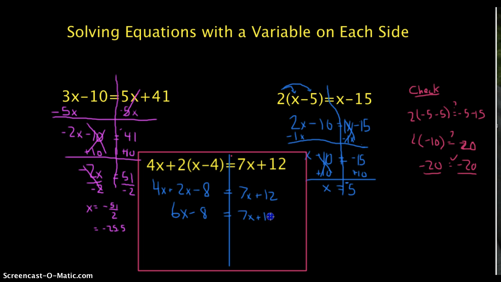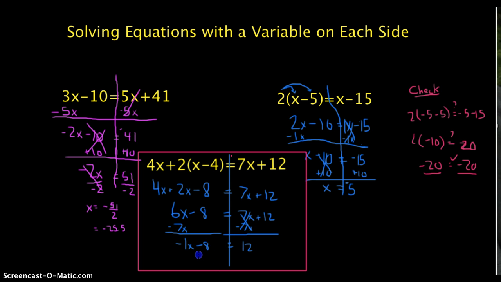Now here's where I need to then bring everything, because I need to bring everything to the left side. Because I have an x on this side and an x on that side. Minus 7x to get rid of it. Minus 7x because I have to balance. So 6 minus 7 gives me negative 1x minus 8 equals, let's see, these are gone, 12.